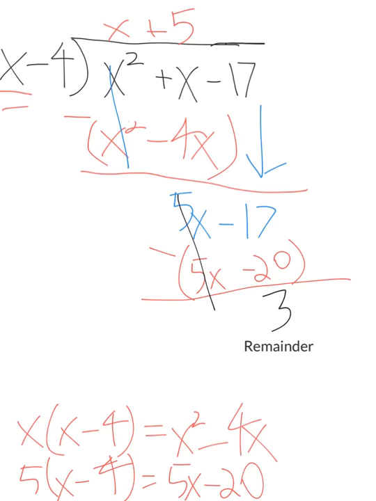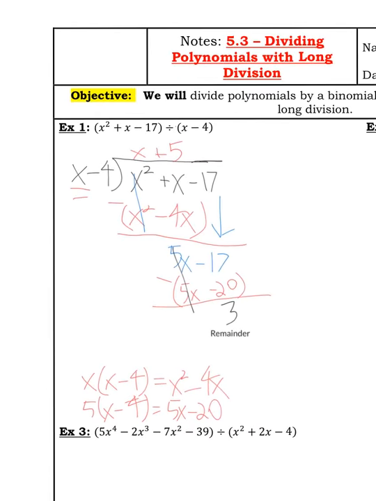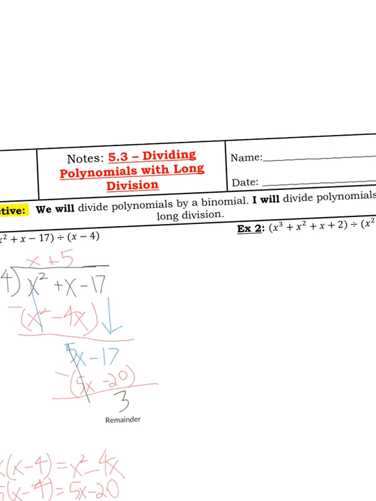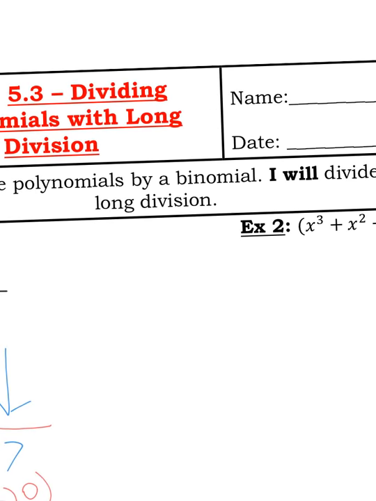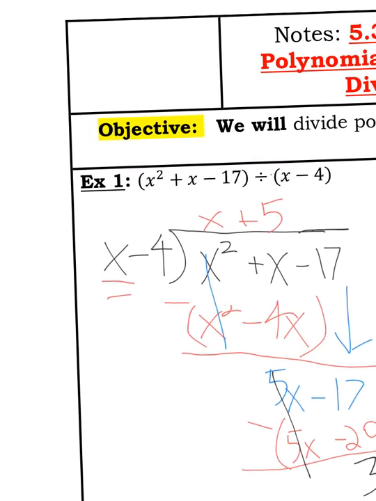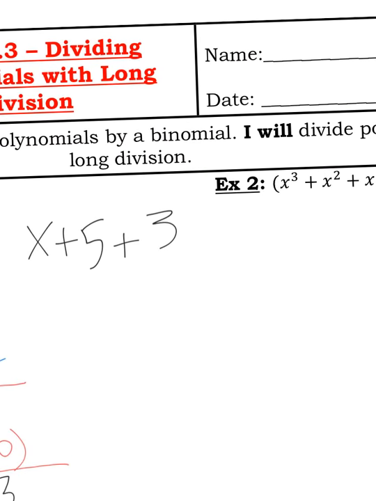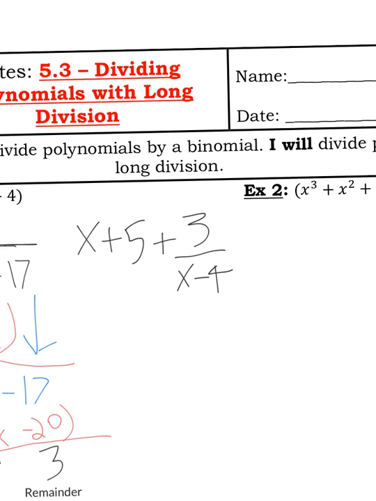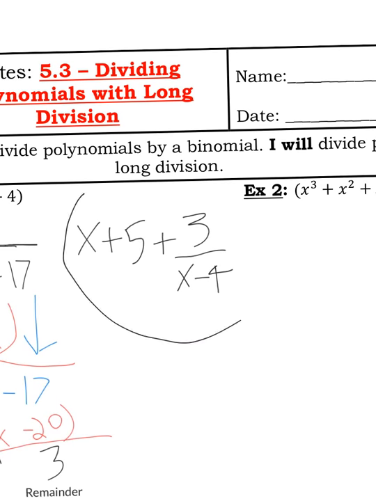Okay, and then let's just write our final answer. So our final answer is going to be x plus 5 with a remainder of 3. So x plus 5, and then you don't just write remainder of 3. What were you dividing your problem by? You were dividing your problem by x minus 4. So I'm going to go over x minus 4. And really, that's all there is to it.